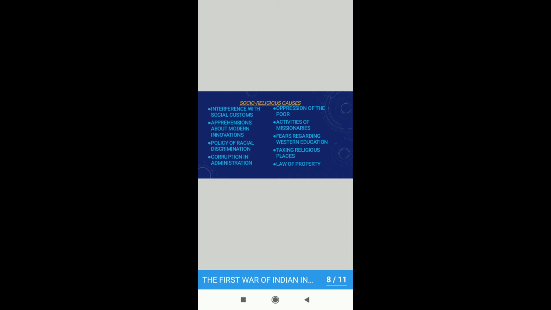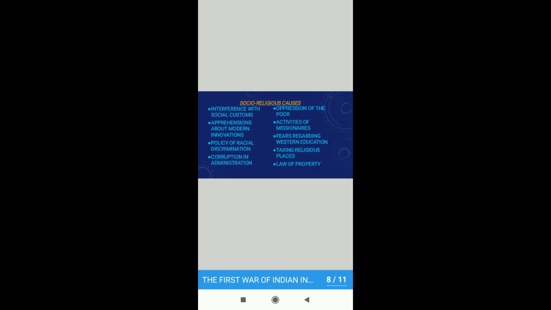Then the next point is activities of missionaries. The British were different from Indian race, religion and sentiments. In the 18th century, the British showed a friendly attitude towards the Indians or the Indian religions. But later, the British began to interfere with the local religions and social customs. They denounced idol worship and dubbed the local beliefs as ignorance. At the beginning, they showed a friendly attitude towards the Indian religions, but later they interfered in the religious matters of the Indians.